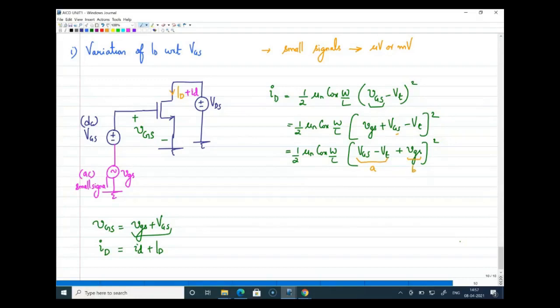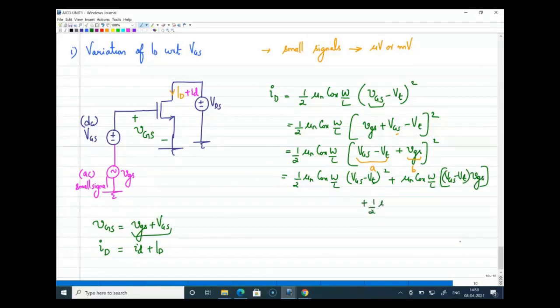That will definitely give you some result, and if I write that, I can write it as half mu n Cox W by L (VGS minus VT) the whole square, plus this is A square, and then next is 2AB terms, so 2 into half, it is 1, so you will get mu n Cox W by L into (VGS minus VT) into small vgs. This is the second term, and you will have a third term, half mu n Cox W by L into vgs square.